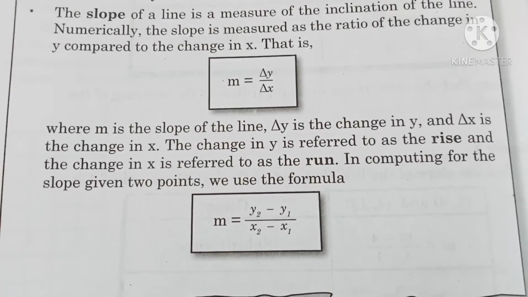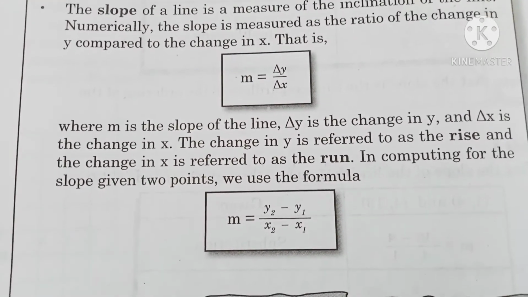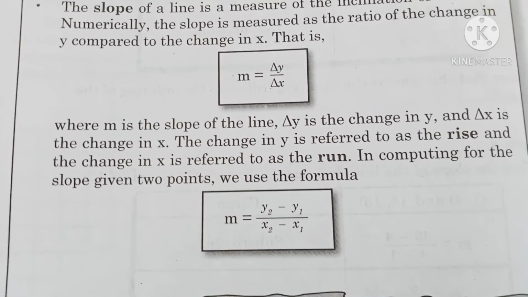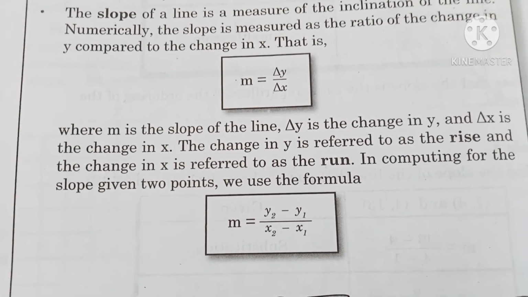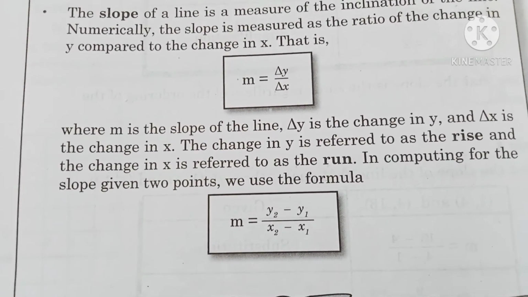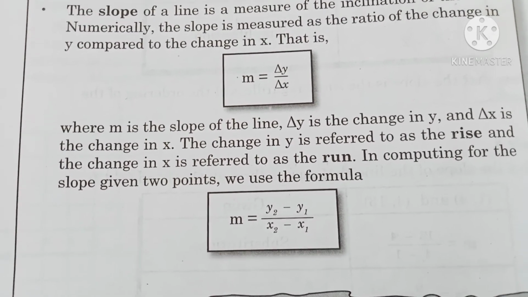In computing for the slope given 2 points, again, we use the formula m is equal to y sub 2 minus y sub 1 all over x sub 2 minus x sub 1.